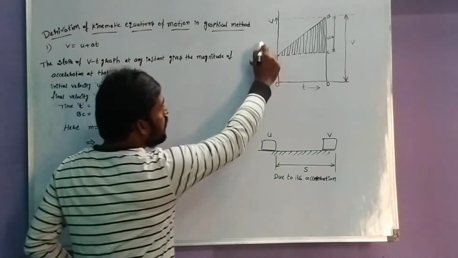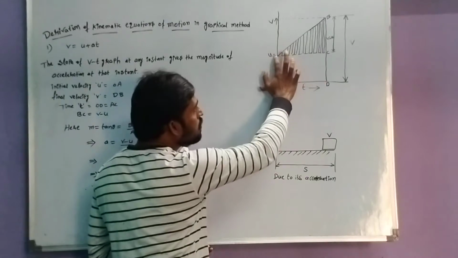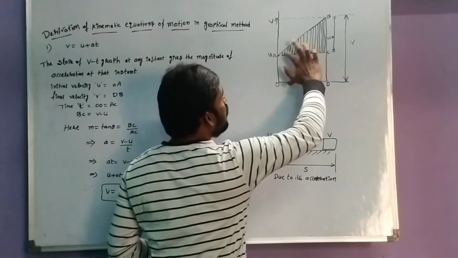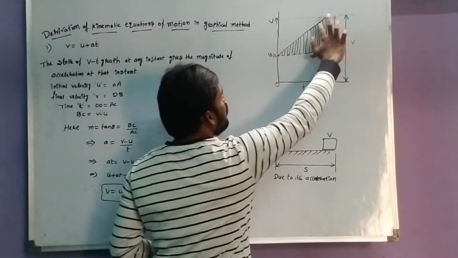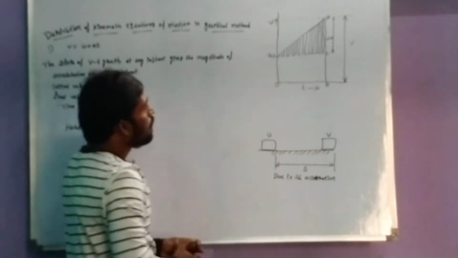Then we plot the vt graph like this. The body already started with some initial velocity. You mark a point here, and then you have to draw one linear line. You get the graph like this, linear. That is AB. Clear? This is the vt graph.